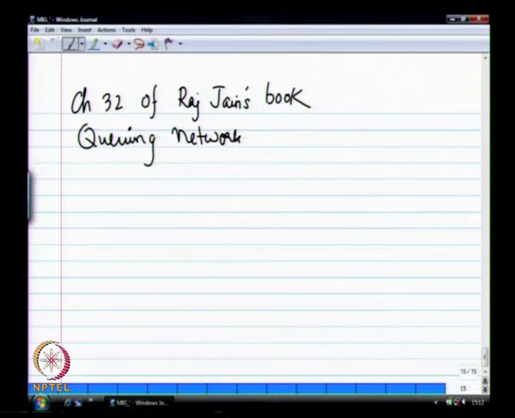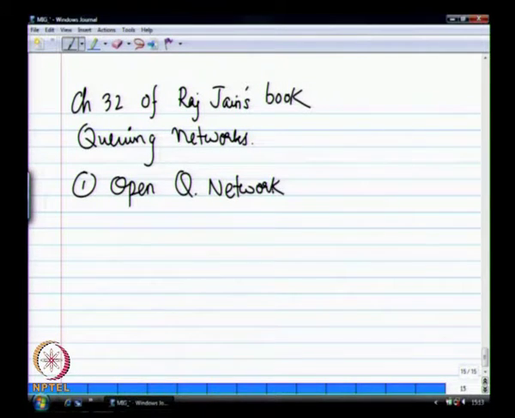Queuing networks, or networks of queues. Okay. So the first classification is an open network. So some definitions and then we will go to some derivations later. So this is a system where there are arrivals and departures.